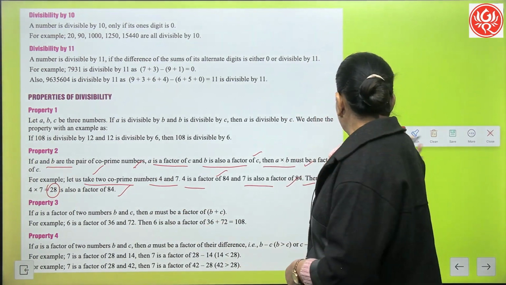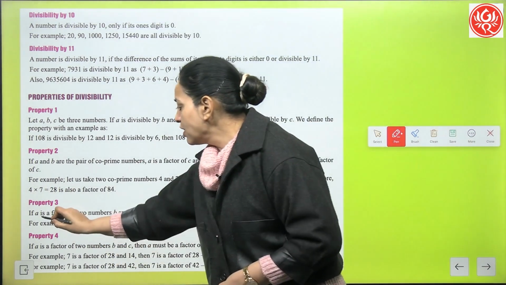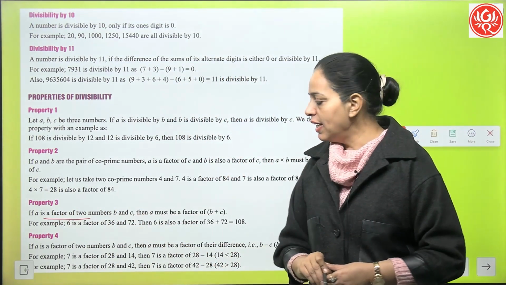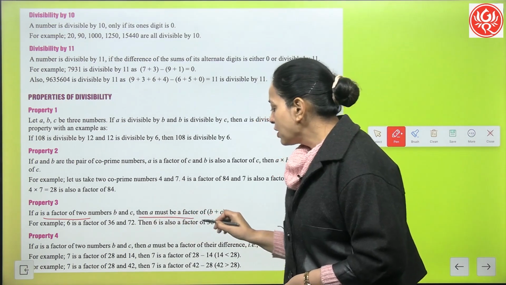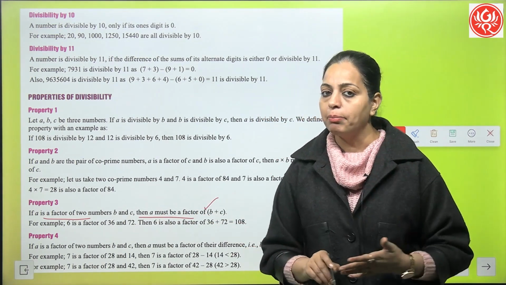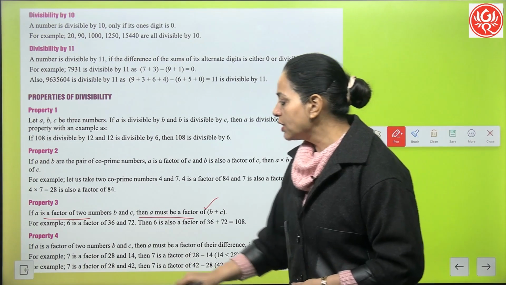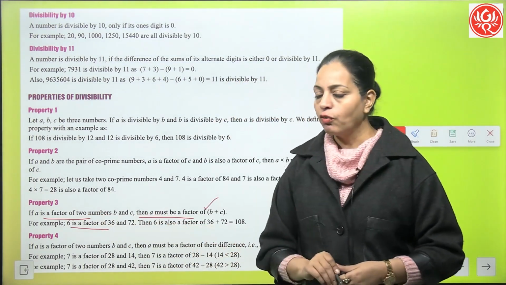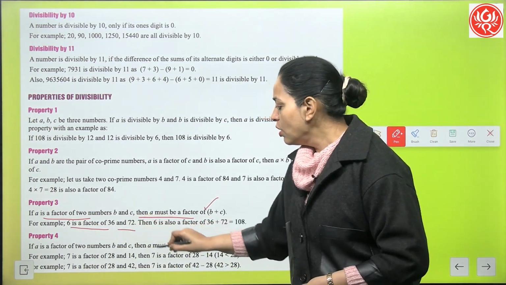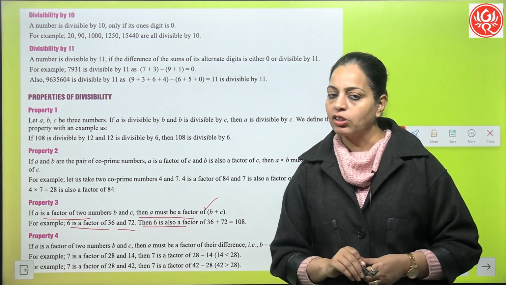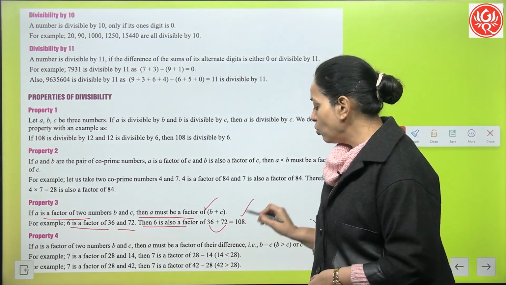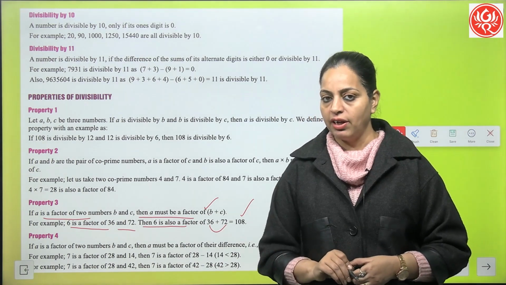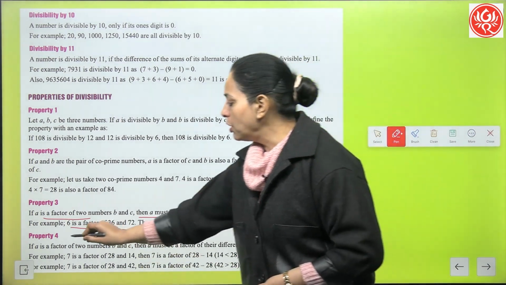Okay. Now property 3. If A is a factor of two numbers B and C, then A must be a factor of their sum B plus C. For example, 6 is factor of 36 and 72, then 6 is also a factor of 36 plus 72 means 108. Okay. Now property 4.